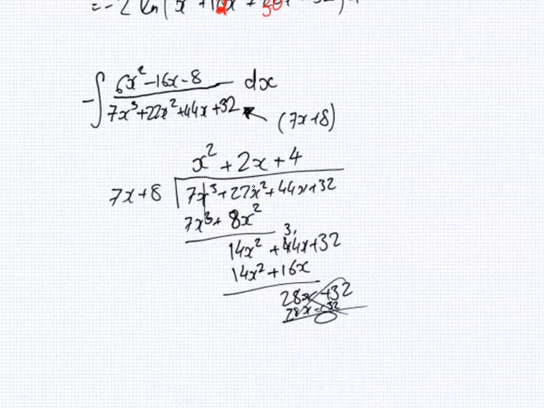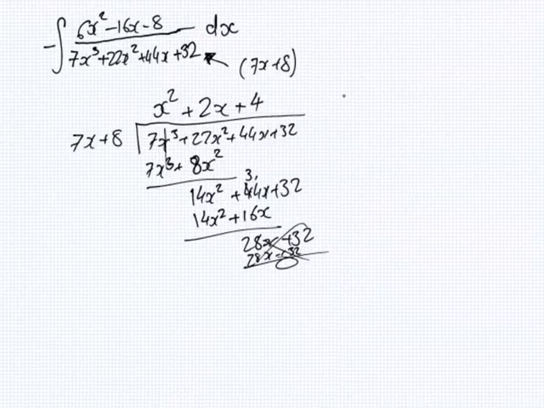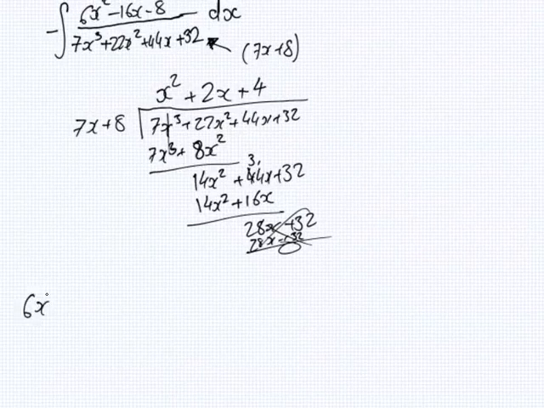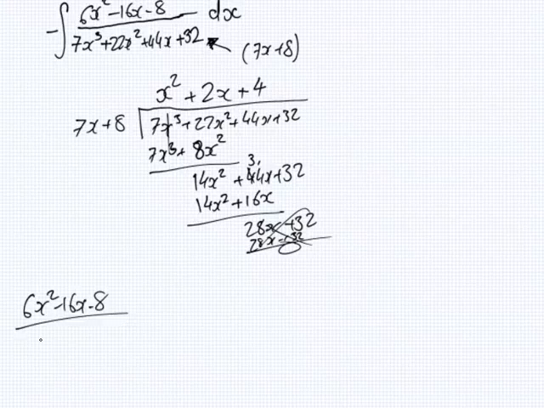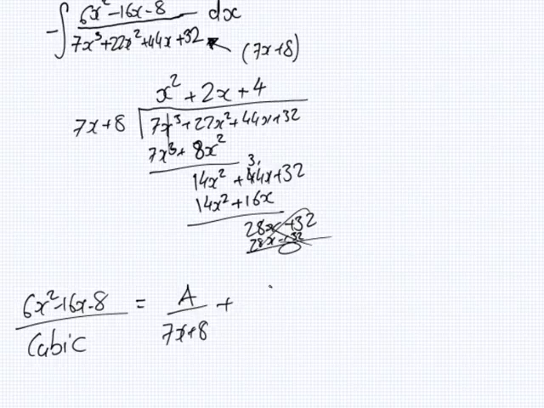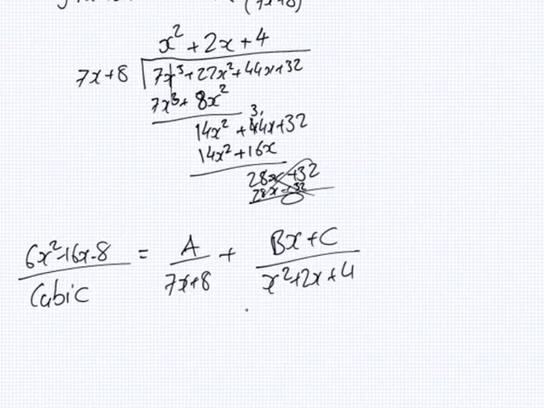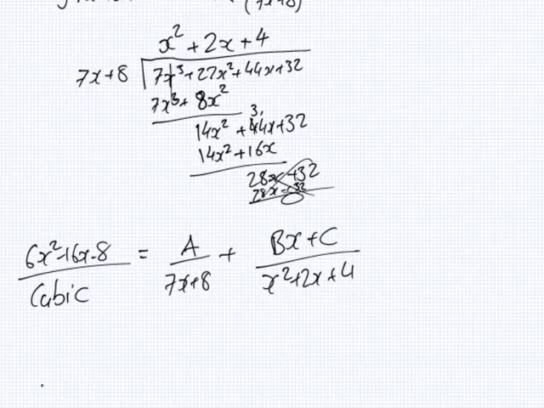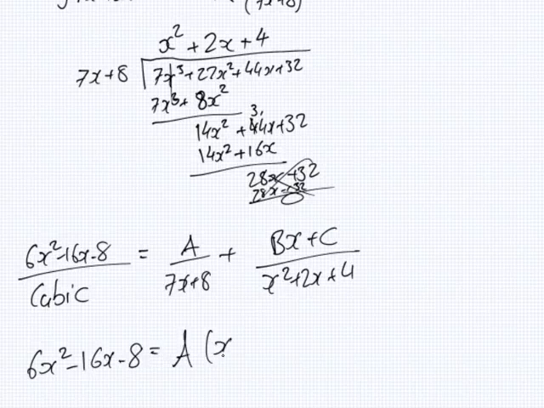So if I go back up to the question here, I'll write it down here as a side problem. We have 6x squared minus 16x minus 8 all over cubic, I won't write it again, I'll just write cubic for short, equals a over 7x plus 8 plus bx plus c over x squared plus 2x plus 4. Yeah. Alright, so we need to find the a, b, and c. So we get that by multiplying by the cubic. So we have 6x squared minus 16x minus 8 equals a times x squared plus 2x plus 4 plus bx plus c times 7x plus 8.